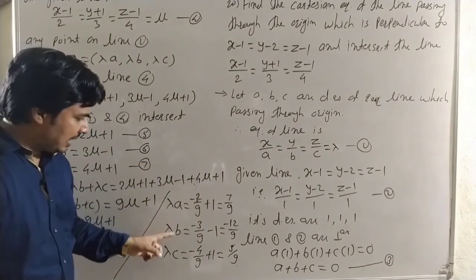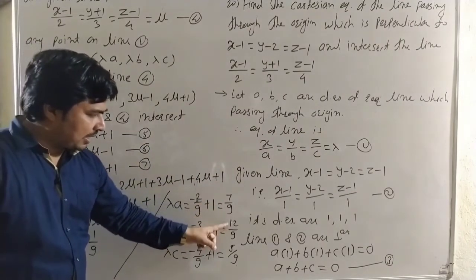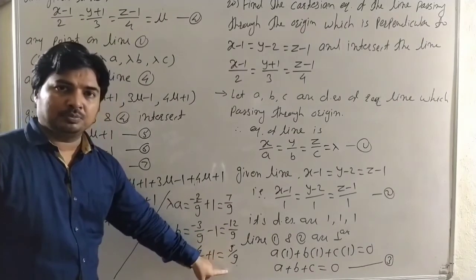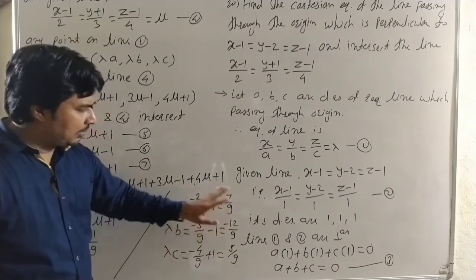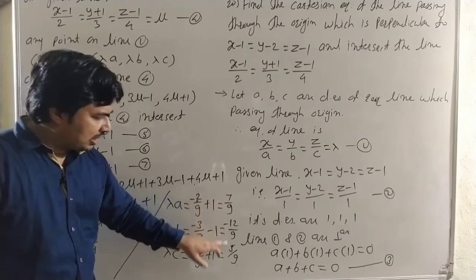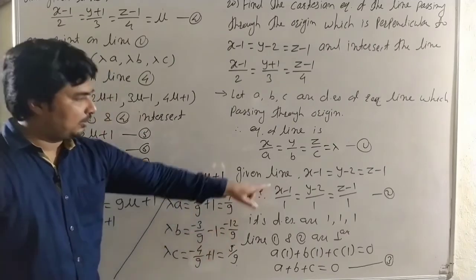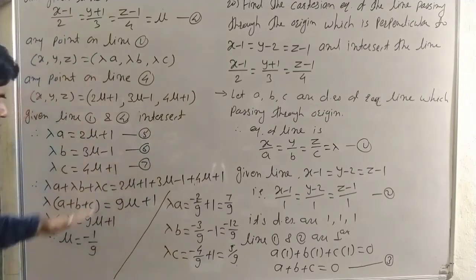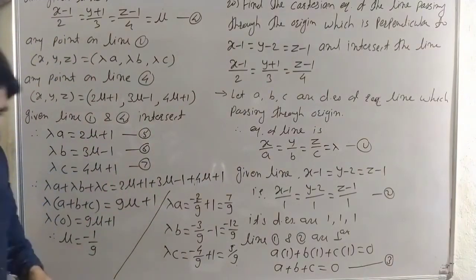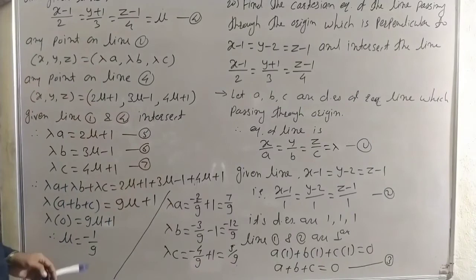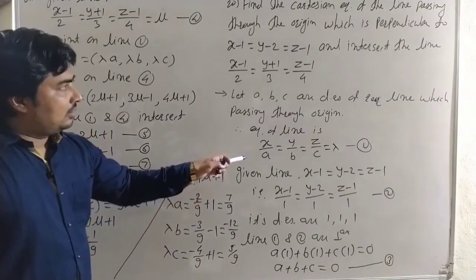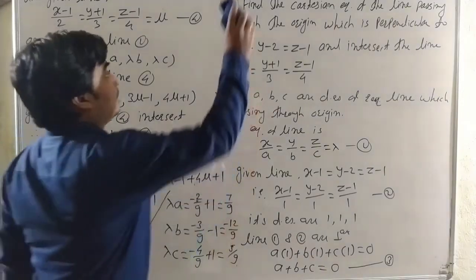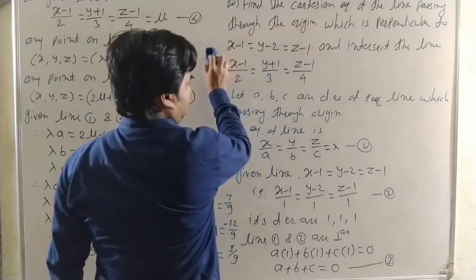So we can take the direction ratios as 7 by 9, minus 12 by 9, and 5 by 9. Then multiply by 9. Therefore 7, minus 12 and 5 are the direction ratios, and put them in this equation, and it is our last answer. Okay, here see carefully. Now we can find the equation of this line.